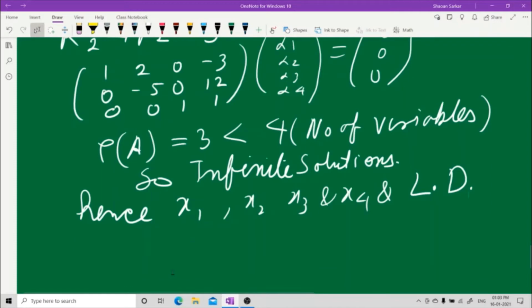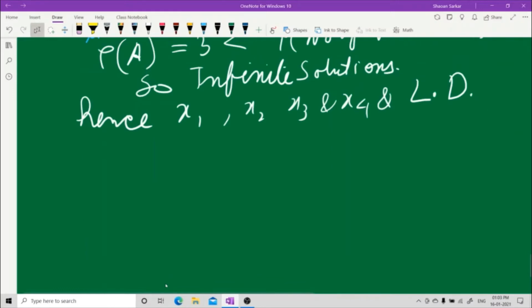Now, further I can try to write down how. So that means, see, this one corresponds to, let me mark with some other color, this one corresponds to x1 vector. This one corresponds to x2 vector. This one corresponds to x3 vector. And this one corresponds to x4 vector. Be very careful. This was your x1, this was your x2 vector, this was your x3 vector, and this was your x4 vector. Now reduce this matrix further.